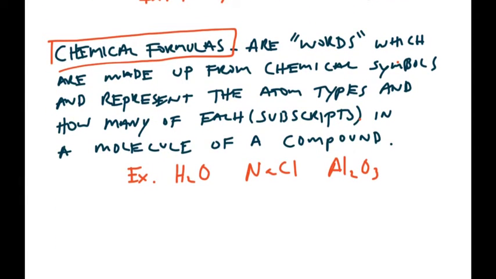Chemical formulas are words which are made up from chemical symbols and represent the atom types and how many of each there are in a molecule of a compound. The number is denoted using subscripts. Subscripts just means a number below the actual symbol. So this 2 represents a subscript. This 3 represents a subscript. If you don't see any numbers, like in this case, that just means that it's an understood 1.